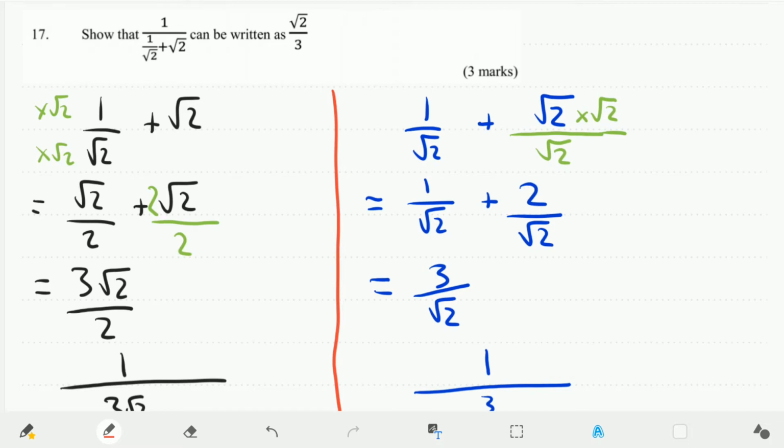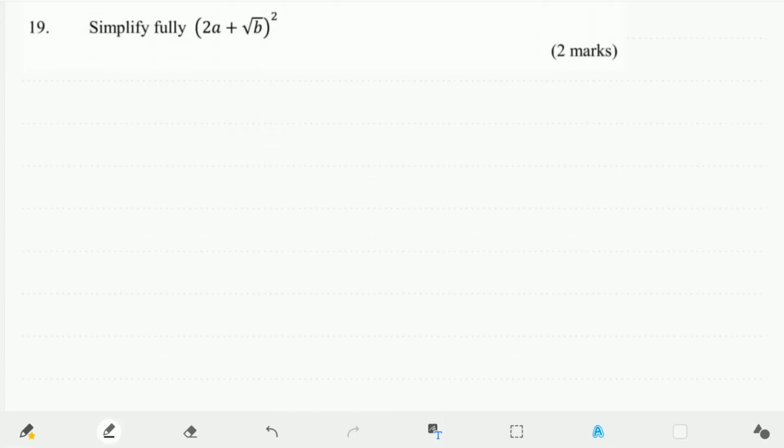Now, the second question is a bit different. The second question is asking us to simplify fully 2a plus root b, all squared. And the way this is different is because we're using a bit of algebra instead of actual numbers. Let's see how that works.